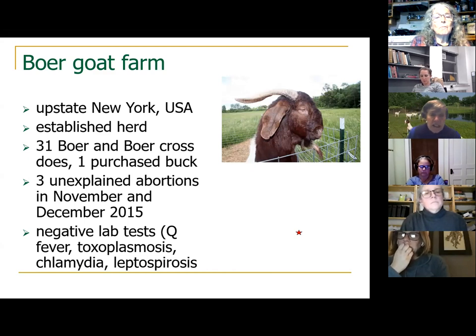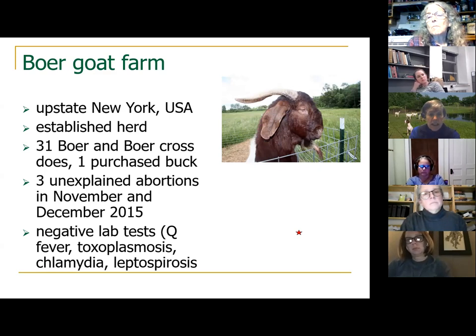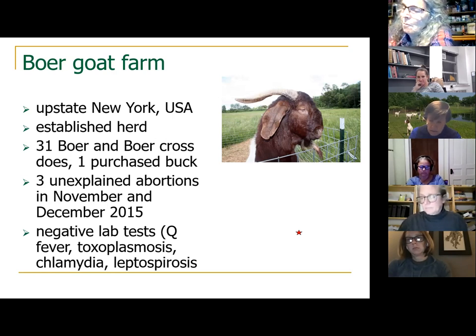And in November and December of 2015, there were three unexplained abortions. I turned in samples to the diagnostic lab. They did all their regular tests. So there was no toxoplasmosis, no chlamydiosis, no leptospirosis, no Q fever. I had asked for tests for Cache Valley, but the pathologist is noted for not reading the request from the clinicians, and blood was not saved from the fetus. So we had no way to prove Cache Valley because we did not have the fetal fluid to test.